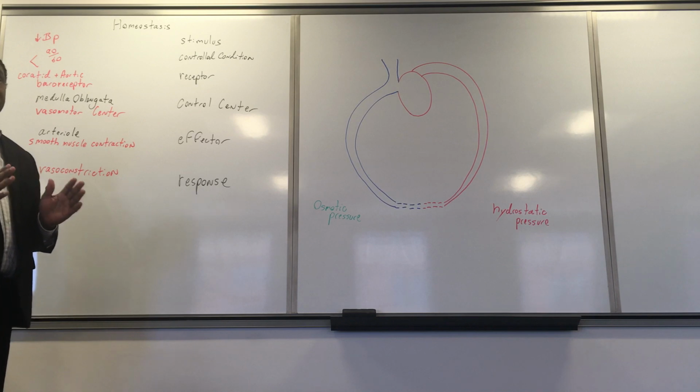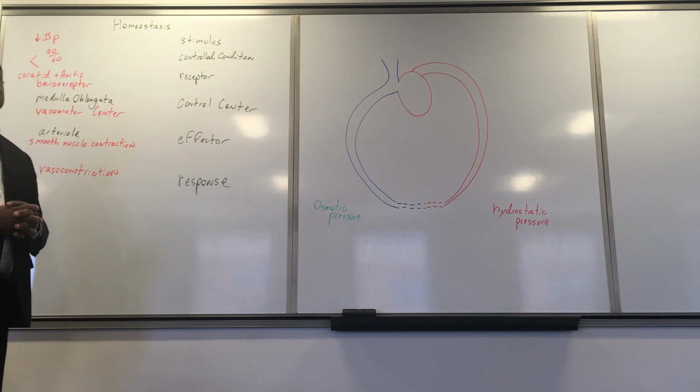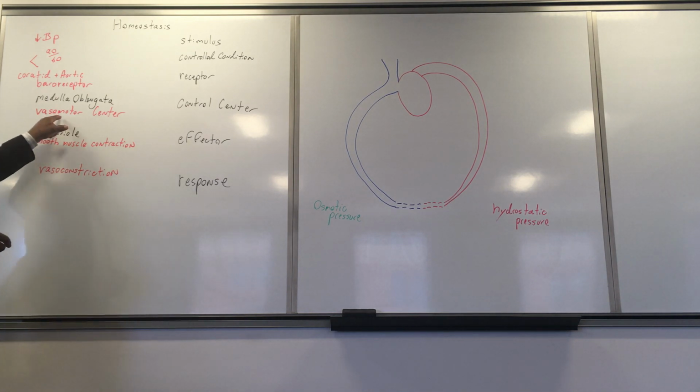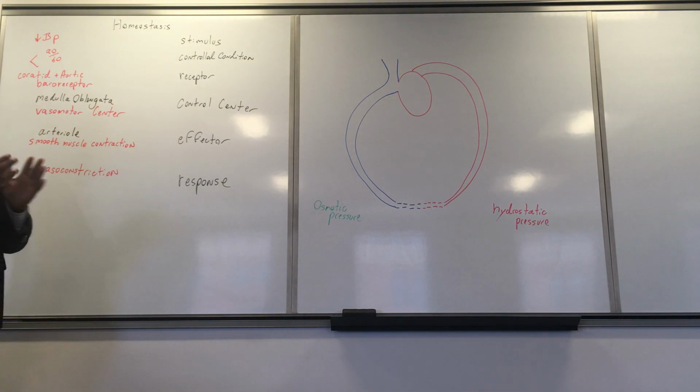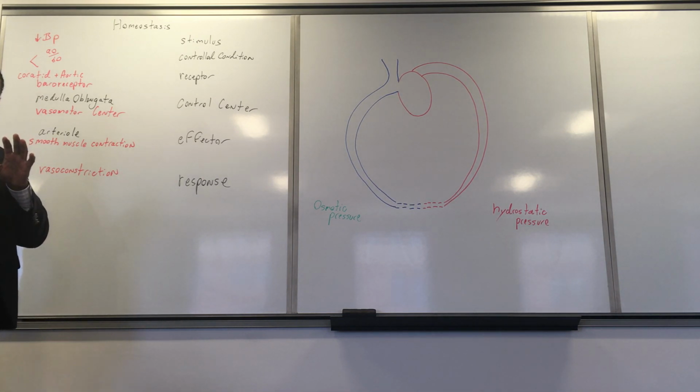But as far as changing that pressure as it relates to vessels, then we're talking about a vasomotor center. And so we have all of those different groups of neurons in the medulla oblongata. We do have the cardioacceleratory center and cardioinhibitory center, but we also have a vasomotor center specifically related to making changes with blood vessels.